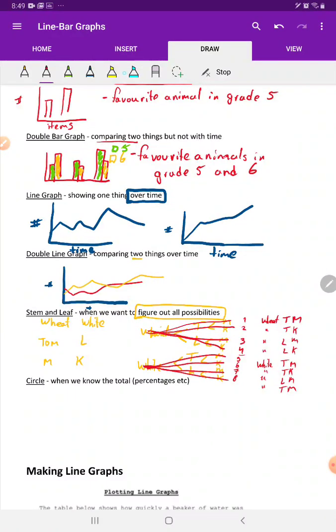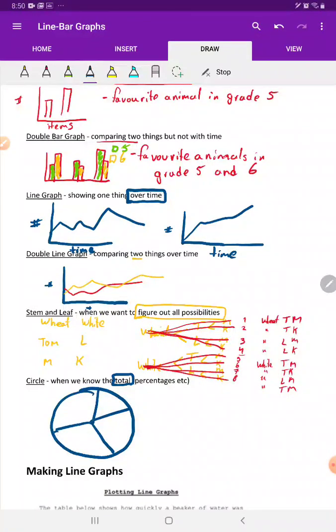All right, and then our topic on Thursday is going to be circle graphs. And the key thing you need to know about circle graphs is that you have a total. So it's usually dealing with percentages. Okay, so you know how many is in total. Your chart is going to look something like a fraction circle, for example, okay?